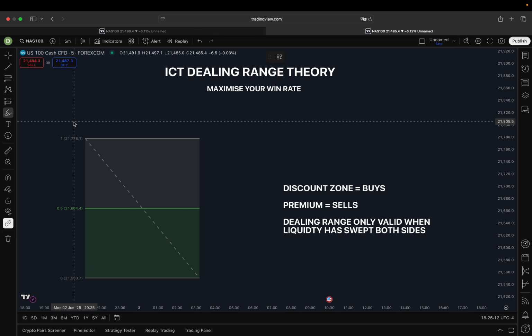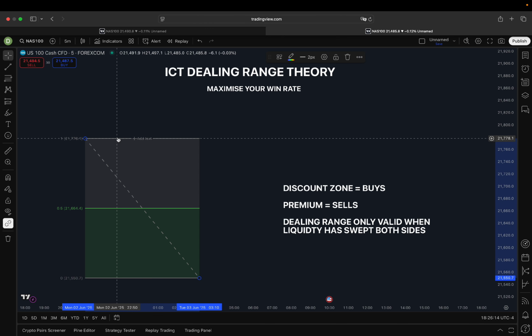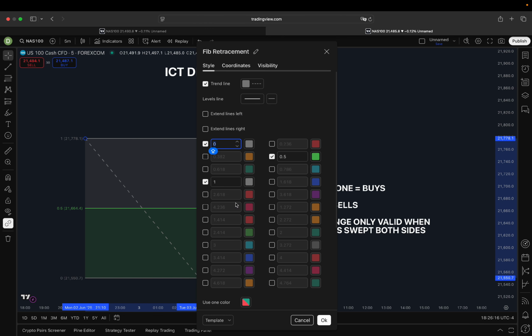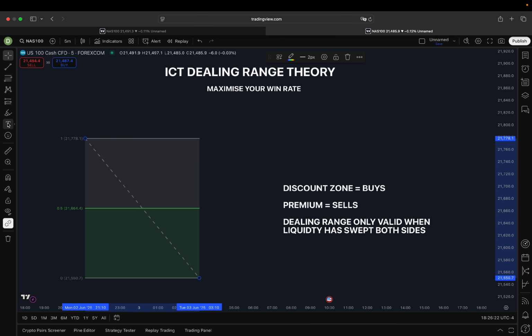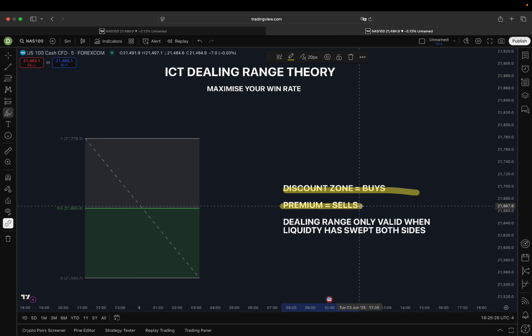For the fib settings, I'll just go ahead and show you guys quickly. Pretty simple. You want to turn them all off, and you want to only turn on the 0, 1 and 0.5. Now, in terms of the rules, your discount zones is where you buy, and your premiums are where you sell. Now, what makes the dealing range slightly different is you only take a trade and it's only valid when liquidity has been swept from both sides.